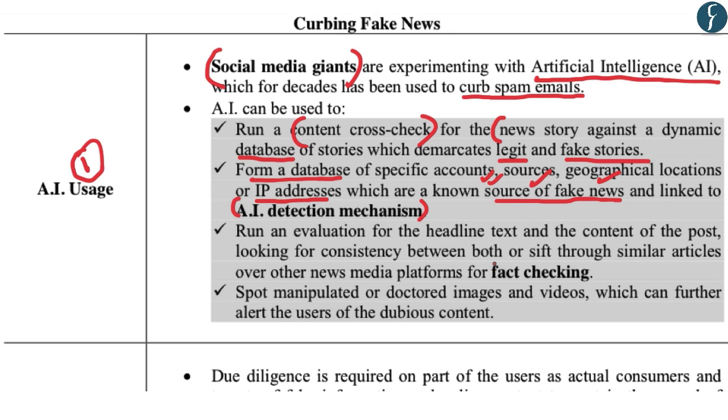Apart from this, artificial intelligence can also be used for fact checking, wherein it could look through similar articles that have appeared on a particular context, wherein artificial intelligence can spot manipulated or doctored images and videos, and thereby alert the platform or the user of the wrongful use of the images and the videos.